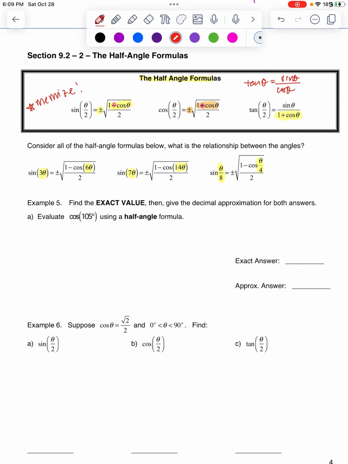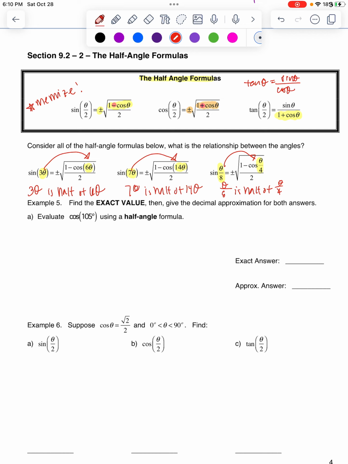Now here we can see that 3 theta is just half of 6 theta. We have 7 theta is half of our 14 theta. And then we have theta divided by 8 is just half of theta all over 4. So in this case, we'll always have to double whatever our angle is into our formula.